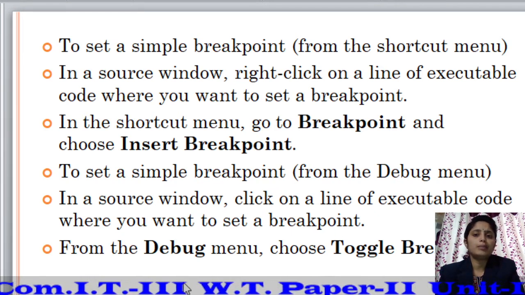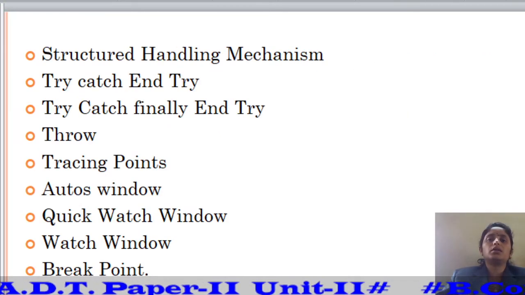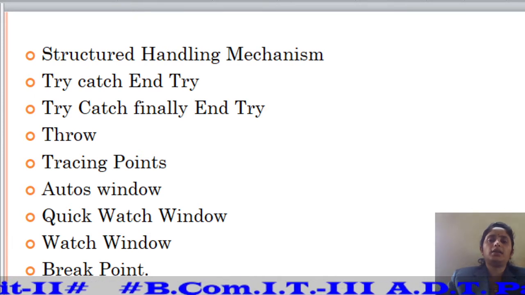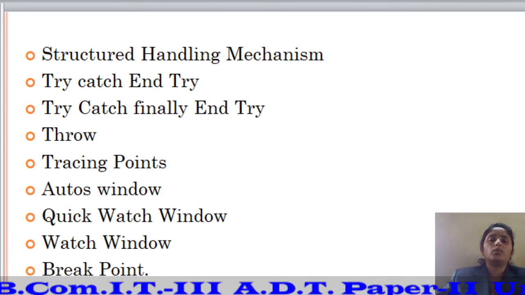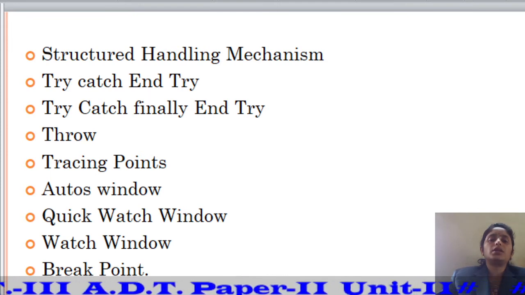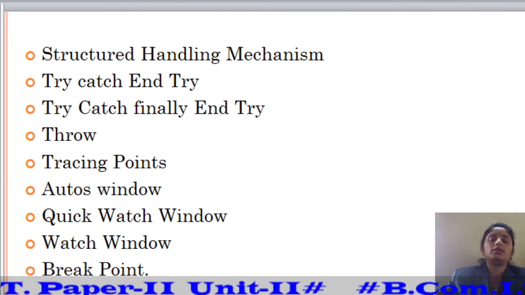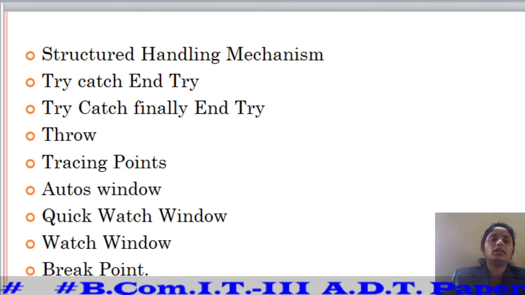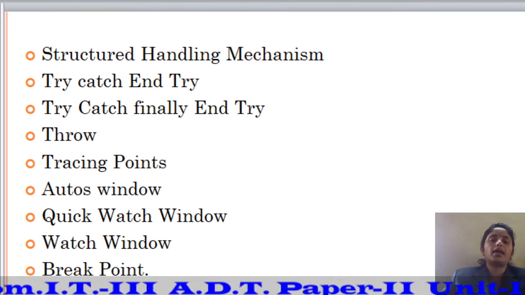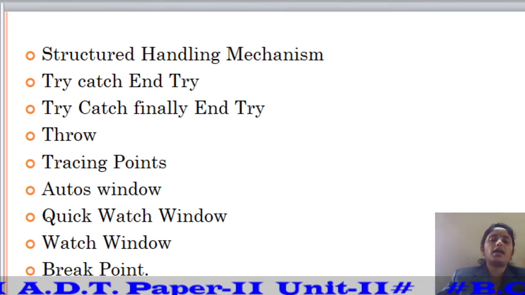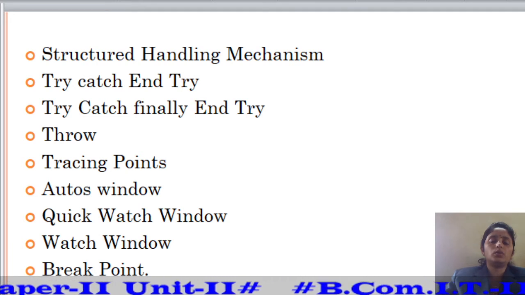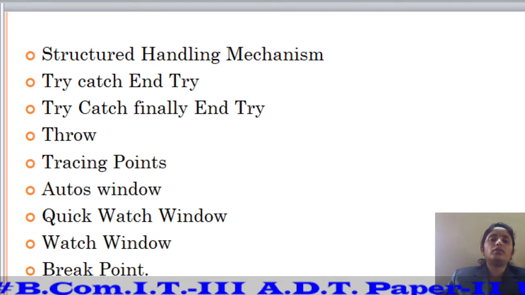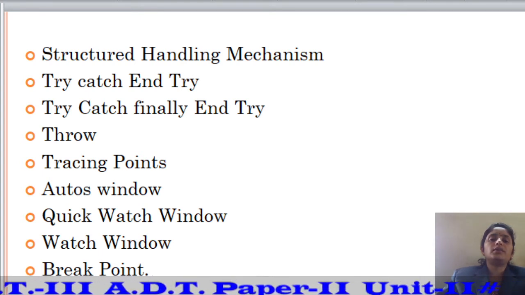In today's lecture, we discuss two concepts. The first one is the structured exception handling mechanism, and the second one is tracing points. In the first concept, structured exception handling, there are three ways. By using three statements, we can handle the exception. The first statement is Try Catch End Try, the second is Try Catch Finally End Try, and the third one is the Throw statement. In Try Catch End Try, the Try contains the block of code and Catch will catch the errors which occur in the Try block.